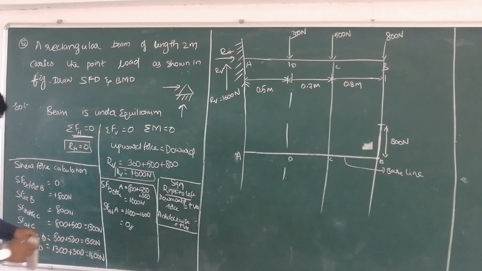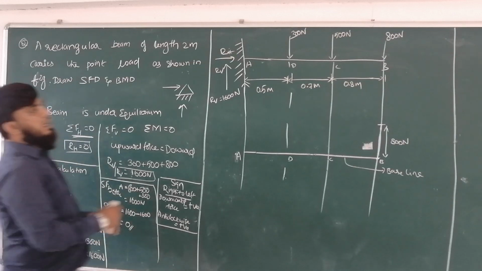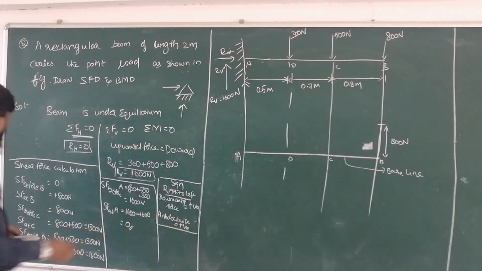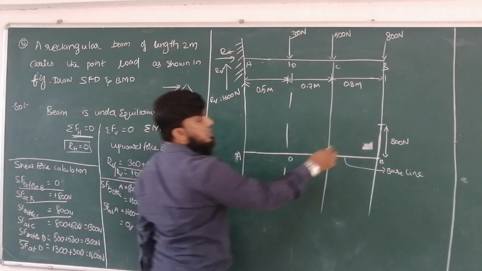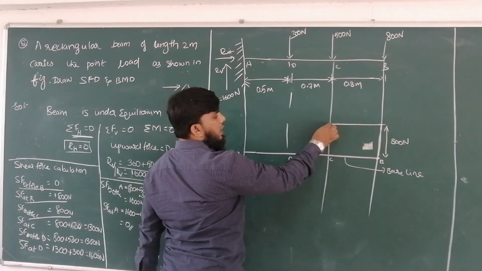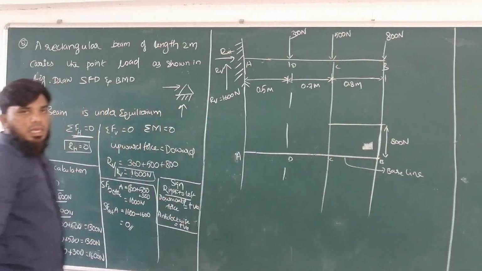Next we can see shear force before C. Before B is also 800. I have written something wrong here. You can see this is shear force 0, B, this is before C. Before C is again 800. So before B, 800 means this length will keep continuing.